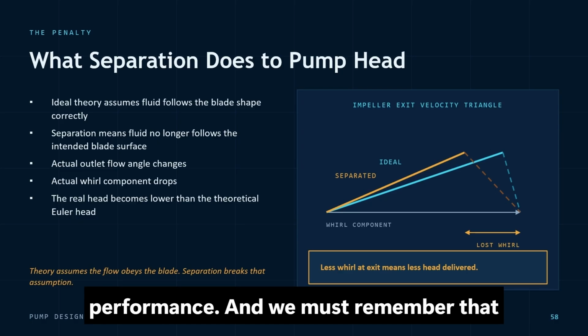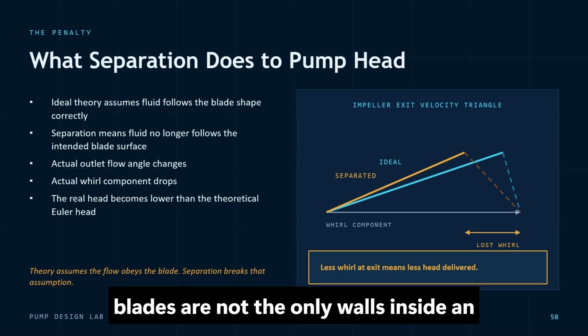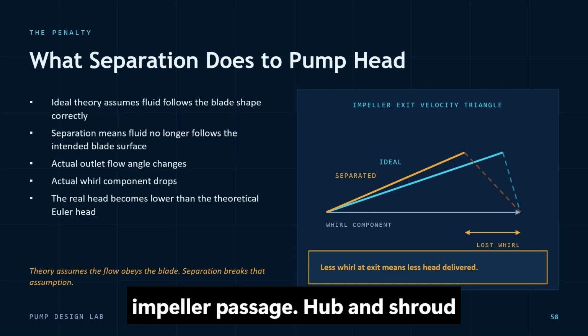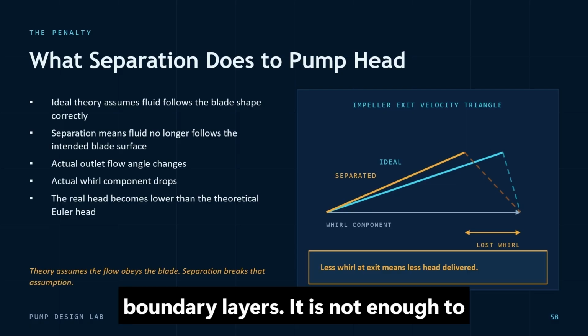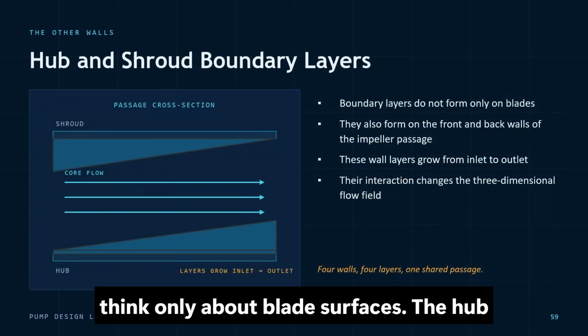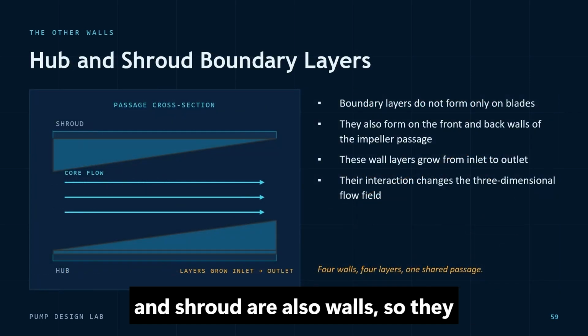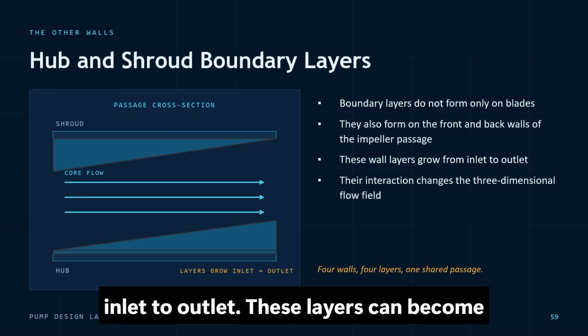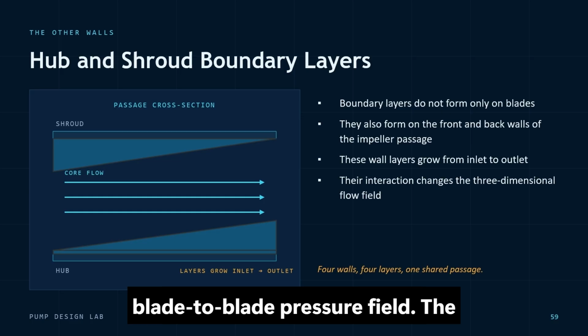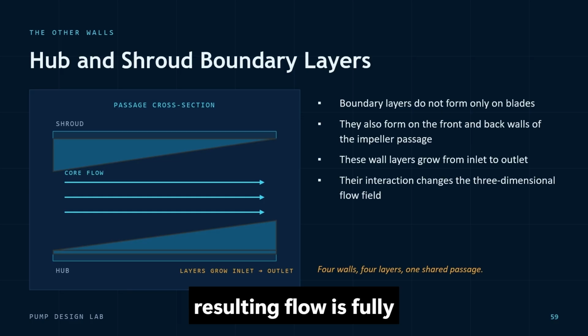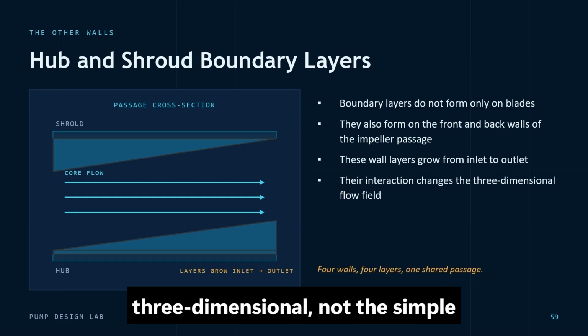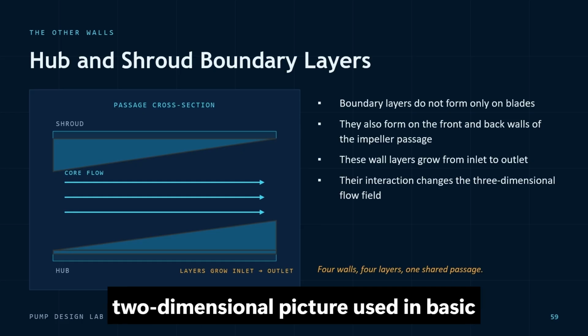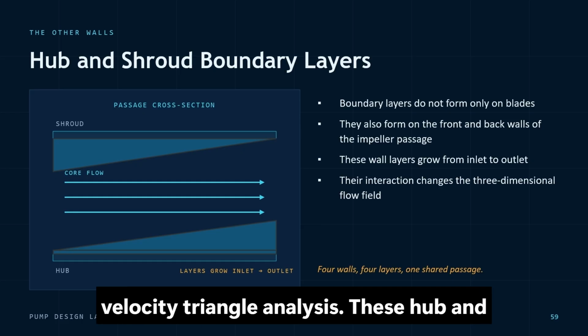And we must remember that blades are not the only walls inside an impeller passage. Hub and shroud boundary layers. It is not enough to think only about blade surfaces. The hub and shroud are also walls, so they develop boundary layers from impeller inlet to outlet. These layers can become thick and interact with the blade-to-blade pressure field. The resulting flow is fully three-dimensional, not the simple two-dimensional picture used in basic velocity triangle analysis.